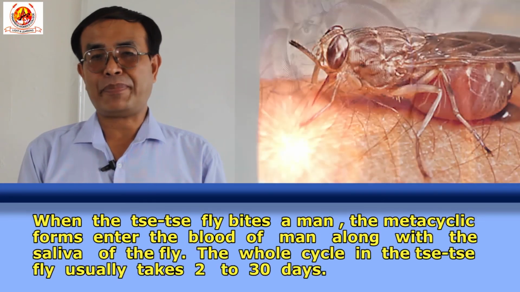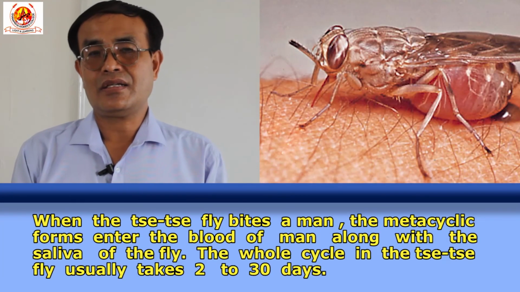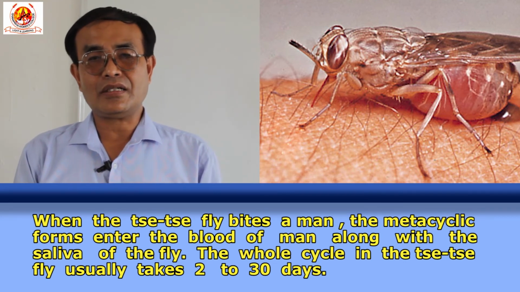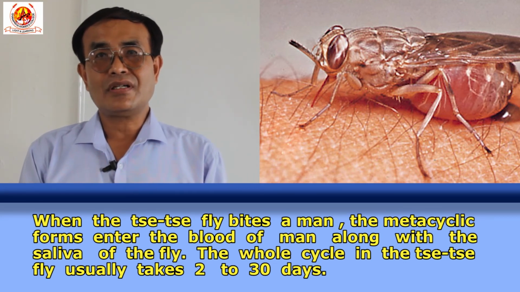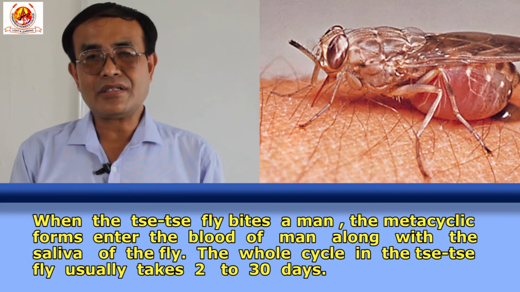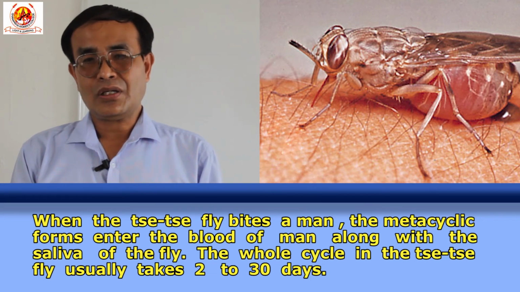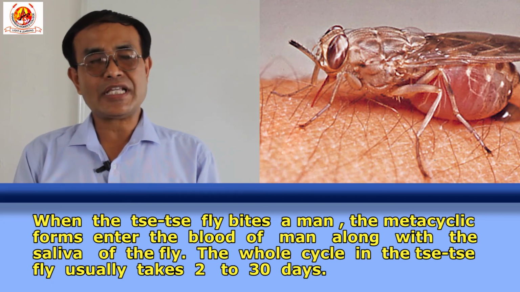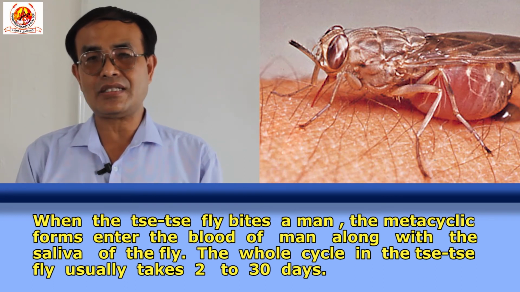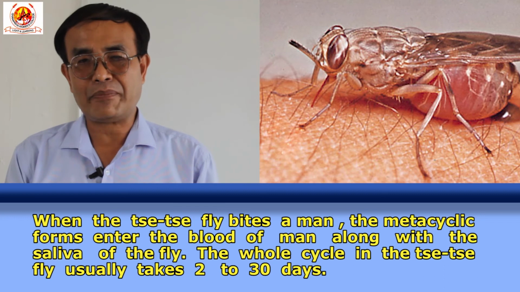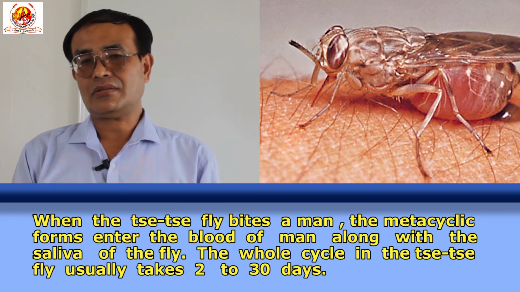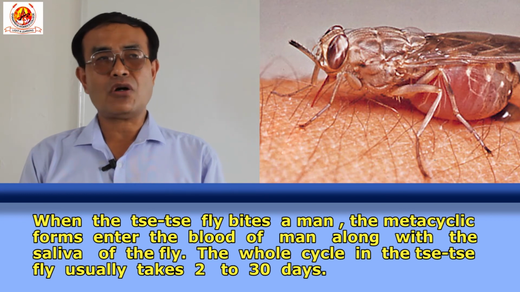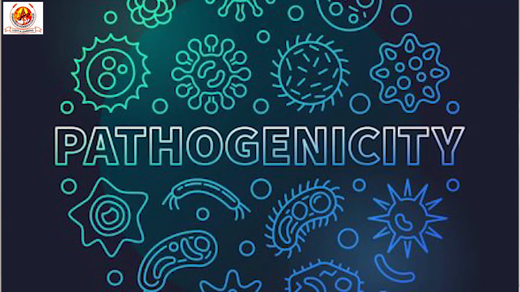When the fly sucks the blood of a person, automatically the metacyclic forms enter into the body of the man along with the saliva of the fly, that is the tsetse fly, Glossina palpalis. So the whole cycle in the tsetse fly usually takes about 2 to 30 days.